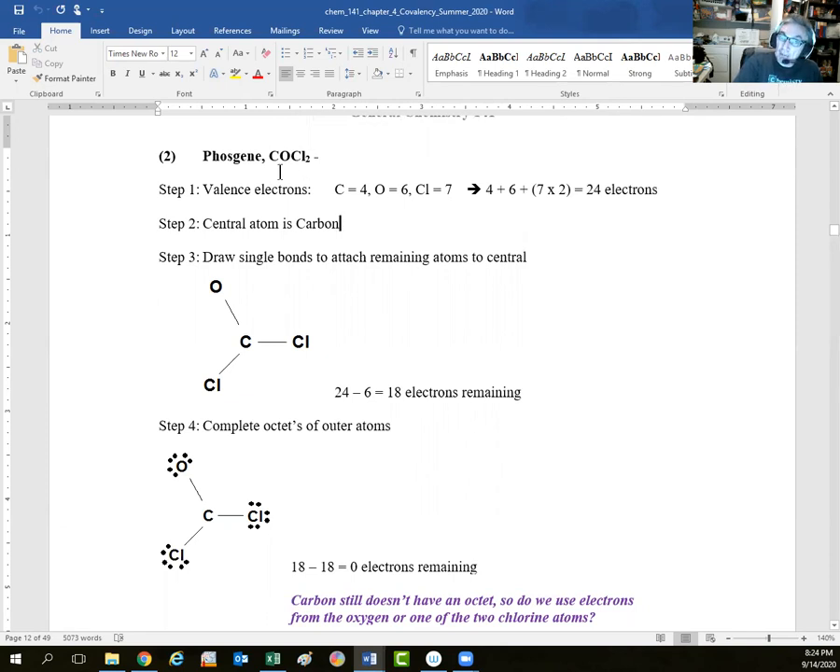Looking for the element which is the most electron hungry, that would be carbon. It needs 4 electrons, while oxygen only needs 2 for an octet, and each chlorine only needs 1. So we expect more bonds with a carbon atom. We put it in the center and connect it to the others using 2 electrons each time. That takes us down to 18.